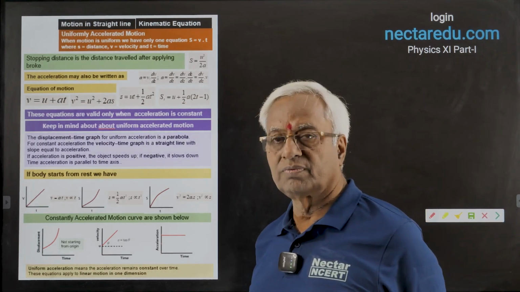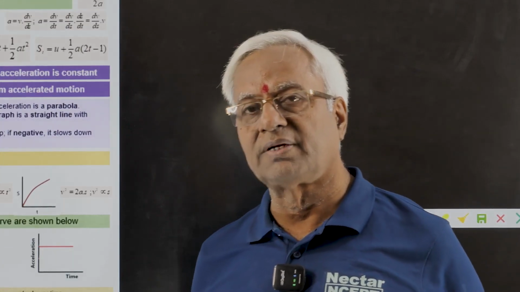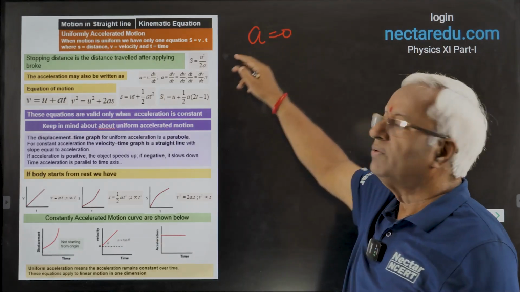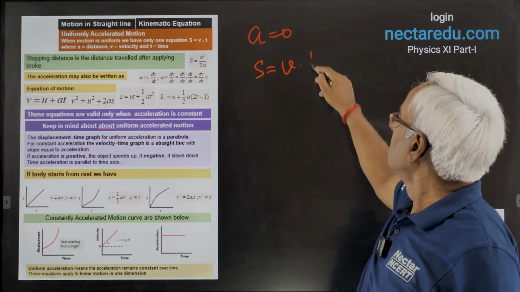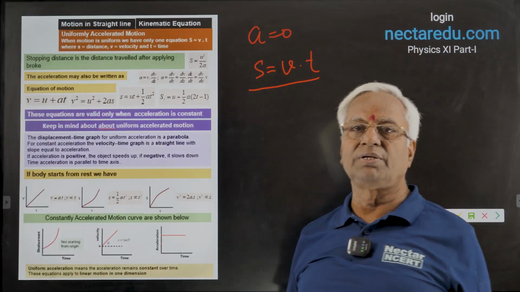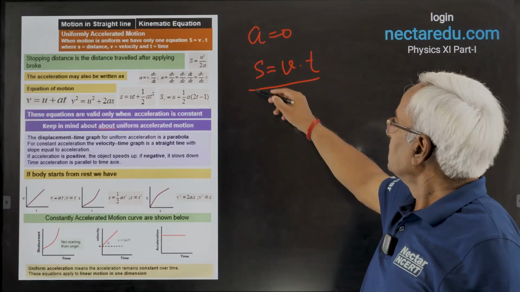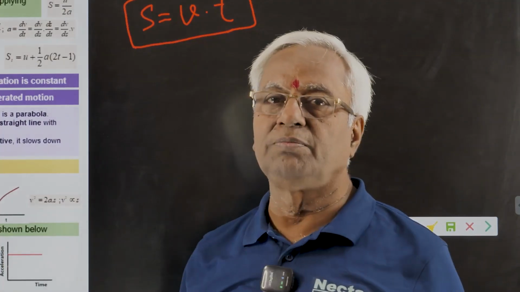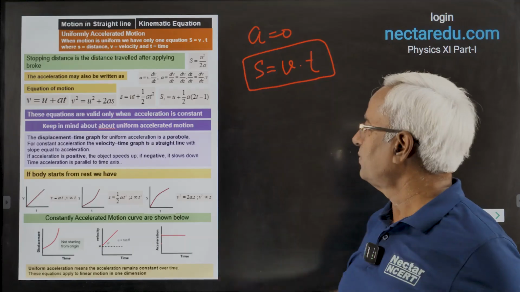Kinematic equations. In kinematic equations, suppose the condition is given that there's no acceleration, it simply means a equal to 0. Then in that case, you have only one possible equation for the motion. That is displacement equal to velocity into time. This is the only equation that could be used by you in uniform motion, or you might say the motion without acceleration.